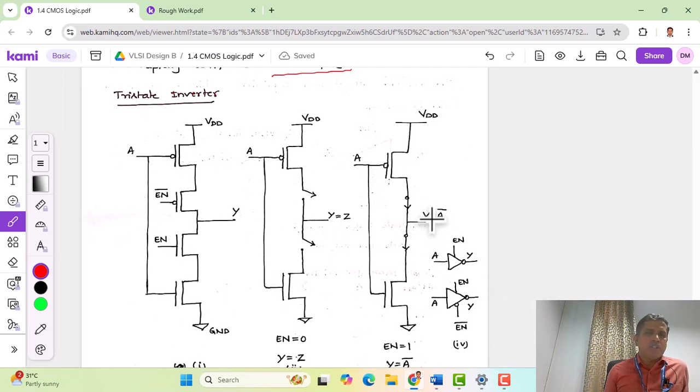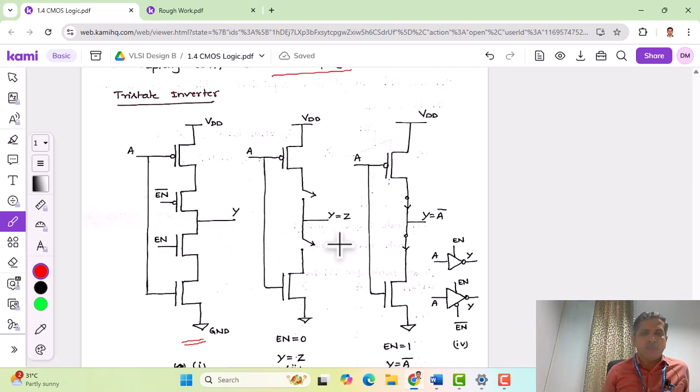Let us look at the logic circuit for the tri-state inverter. This is the basic diagram of a tri-state inverter, which has a PMOS transistor and an NMOS transistor at the upper and bottom, and in between we have one PMOS and one NMOS with inputs as enable bar and enable. This circuit works like a tri-state inverter.